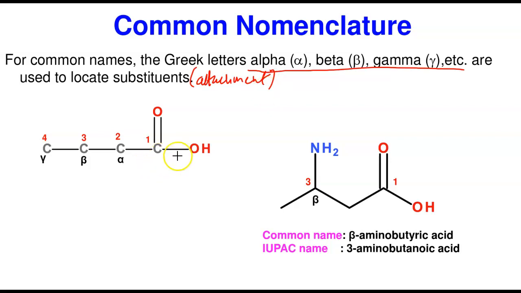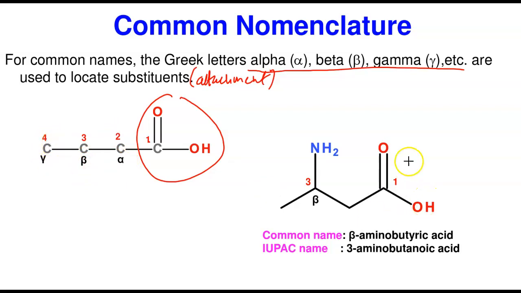Look at the old name. In the IUPAC name, we count here as 1, 2, 3, 4. In the old name, this is not counted. You start counting your alpha from the carbon after the carboxylic carbon. So alpha is the second carbon, beta is the third carbon, gamma is the fourth carbon.